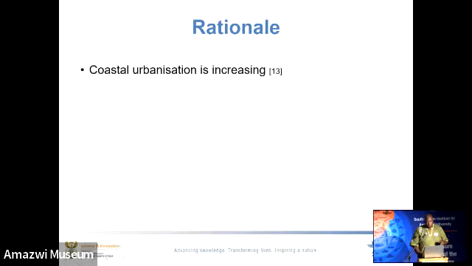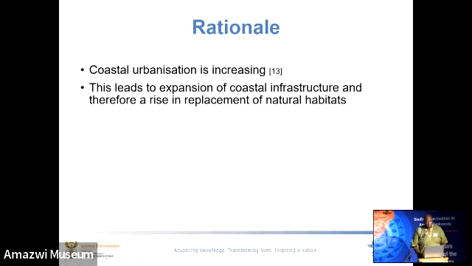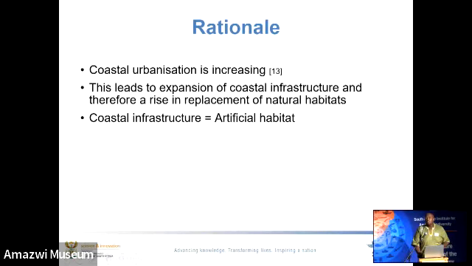So the rationale behind this is that coastal urbanization is increasing. That's one. This leads to expansion of coastal infrastructures and therefore a rise in replacement of natural habitats. Now, these coastal infrastructures could be jetties, breakwaters, gabions, and the like. And coastal infrastructure does give rise to artificial habitat.